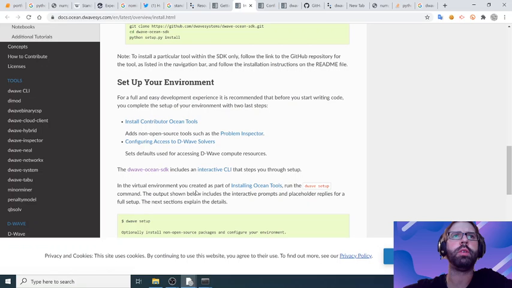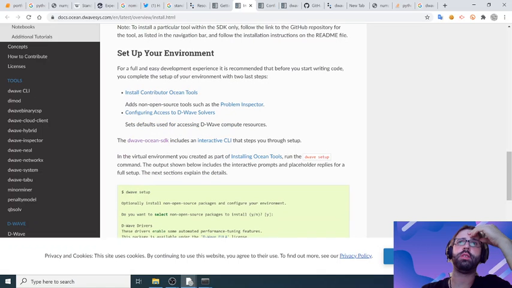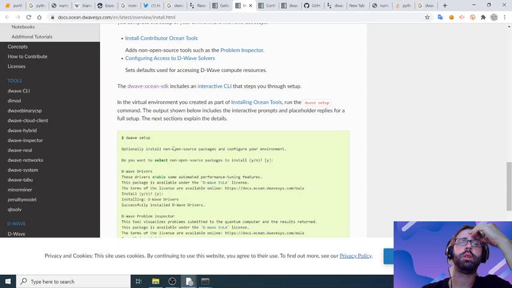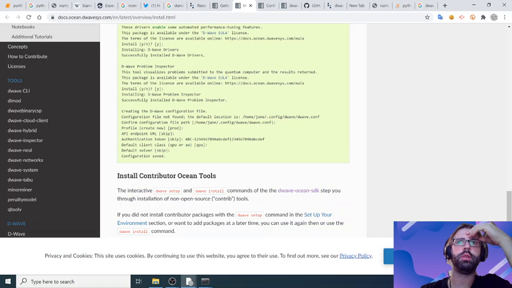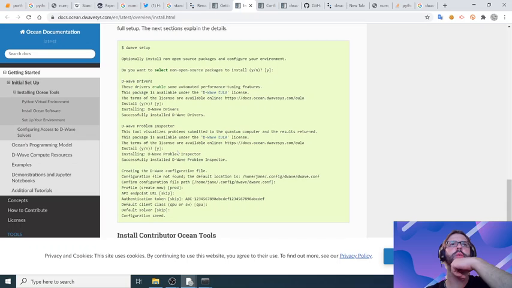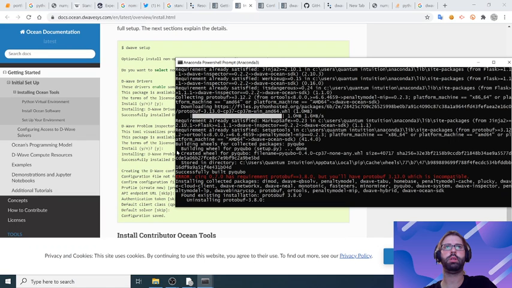Okay, it includes an interactive client that steps you through the setup. The interactive setup and commands setup. Not open source contribution tools, if you did not install the contributor package with the setup command. Okay, so basically I just gotta go through the install part. Just like that.